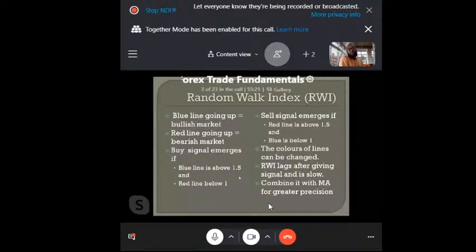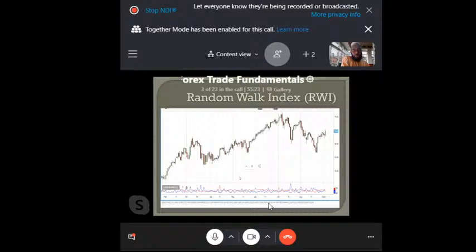Now let's take a look at it here. The value of the red line is indicated in a red square, and the value of the blue line is indicated in the blue square. So I want you to read: what is the red line value? What of the blue? Do you have a buy or sell signal?